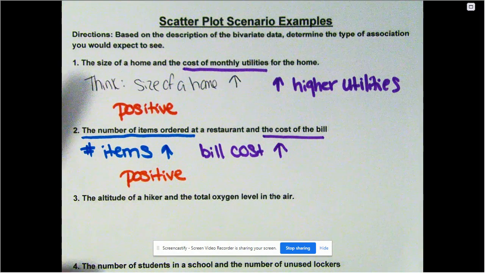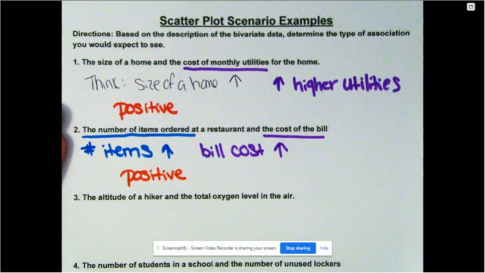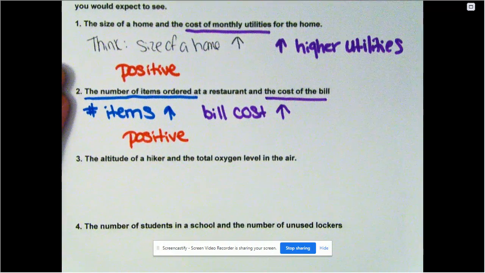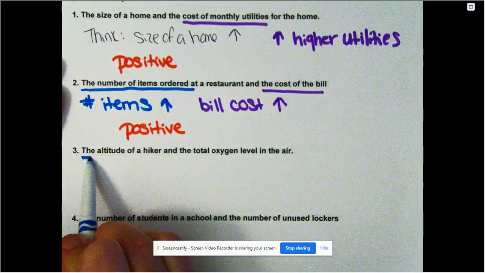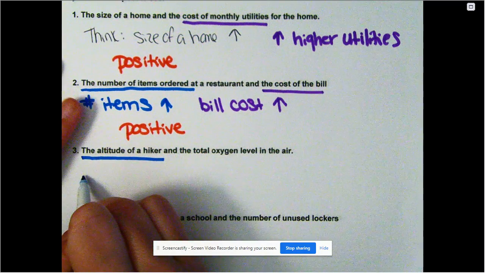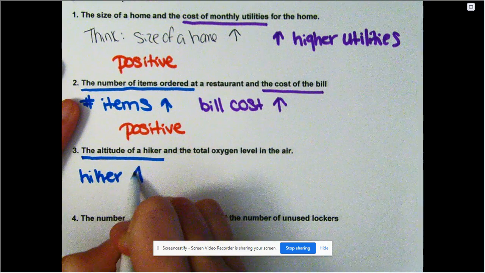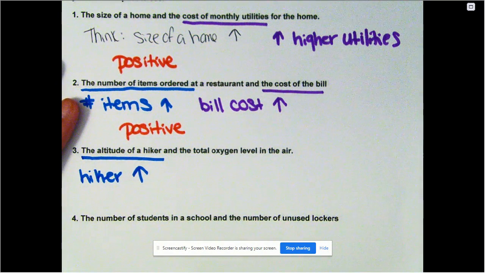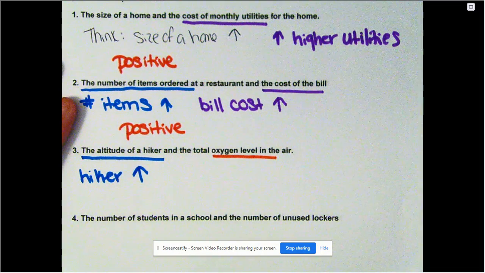Okay, let's think about the altitude of a hiker. So that's how high up the mountain he's going and the total oxygen level in the air. So again, I like to think about the first thing increasing. That's just how I personally visualize it. So as the altitude increased, so as the hiker gets higher, what happens to his oxygen level? Or the oxygen level that is in the air. I did the wrong color, darn.